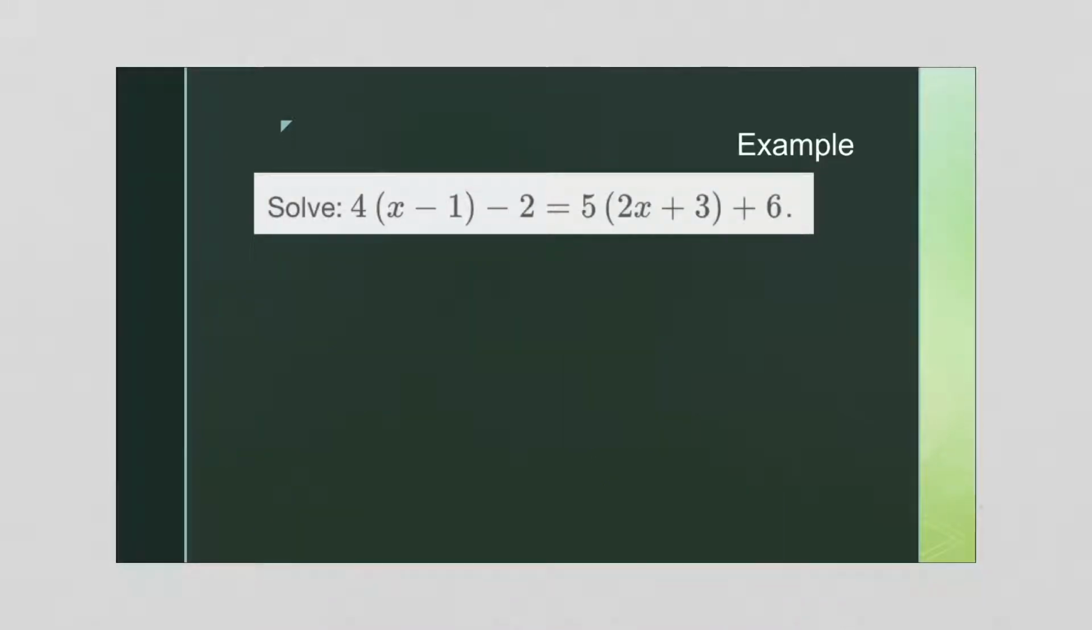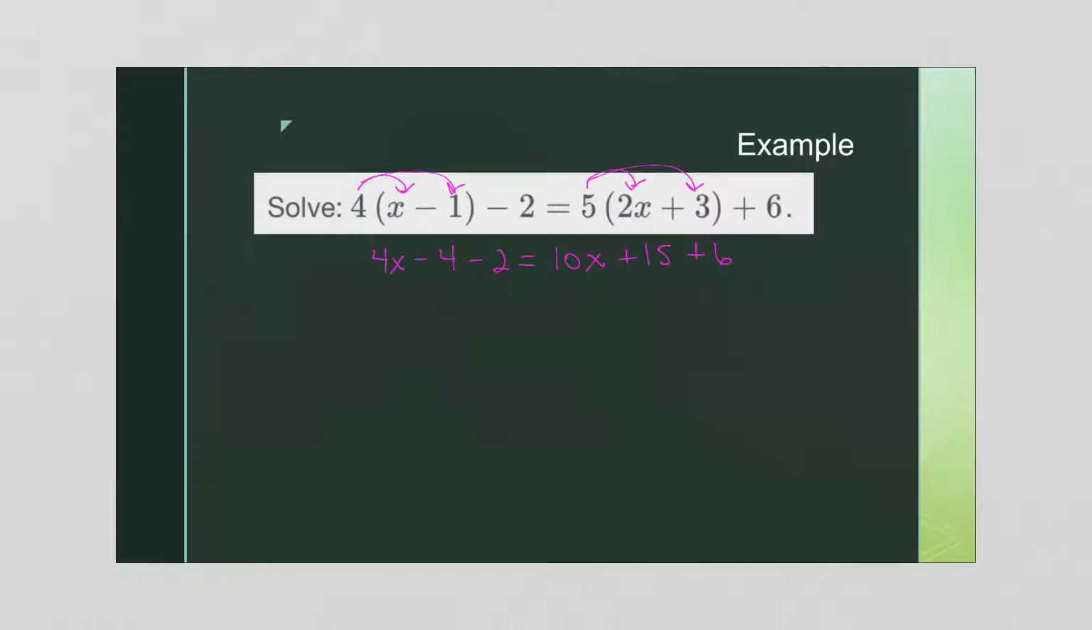Ugh, look at this one. All right, so we need to get rid of some parentheses here. There's nothing inside the parenthesis that we can simplify, so we have to distribute twice. All right, so 4 times x is 4x. 4 times negative 1 is negative 4. 5 times 2x is 10x. 5 times 3 is 15. Bring that 6 straight down.